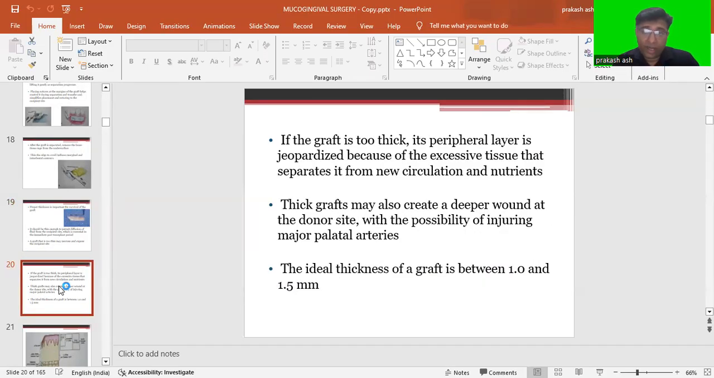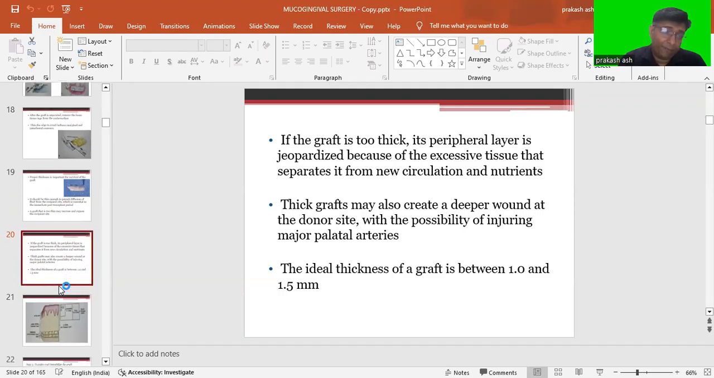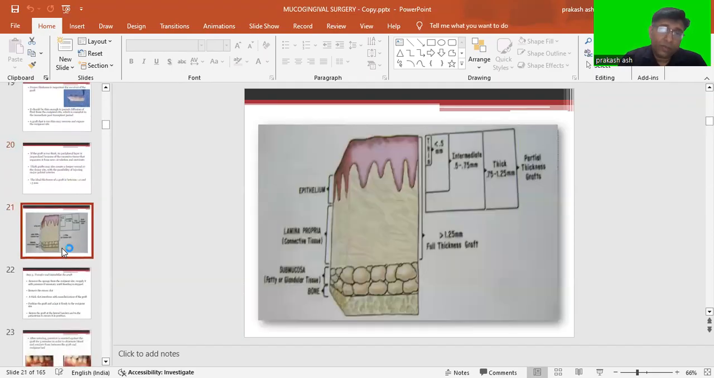If the graft is too thick, the peripheral layer is jeopardized because of the excessive tissue that separates it from the new circulation and nutrients. Thick grafts may also create a deeper wound at the donor site and the possibility of injuring major palatal arteries. The ideal thickness of a graft is between 1 and 1.5 millimeter. Now, this is the picture showing you the thickness of the graft.